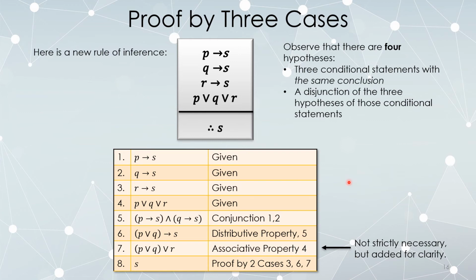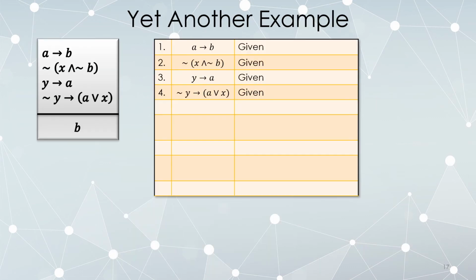Okay, so this associativity line is not strictly necessary, but I wanted to make clear that the line P or Q or R can be interpreted either with parentheses around the Q or R, or it can be interpreted with parentheses around the P or Q. The associative property says those two are the same thing. All right, here's another example of working through cases.